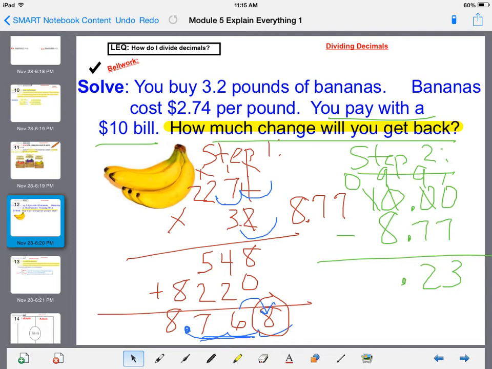Make sure you line up those decimal points. 9 minus 8 is 1. And so our answer is we would get $1.23 back.